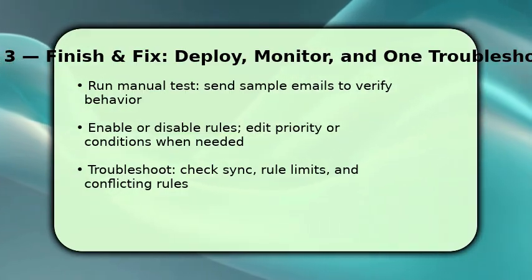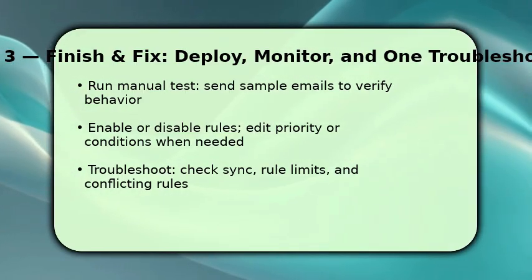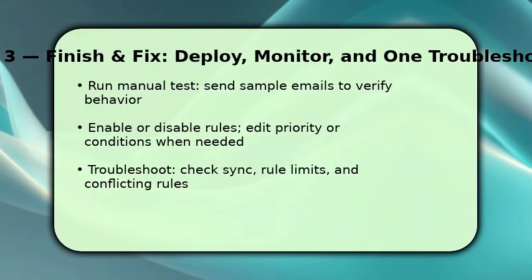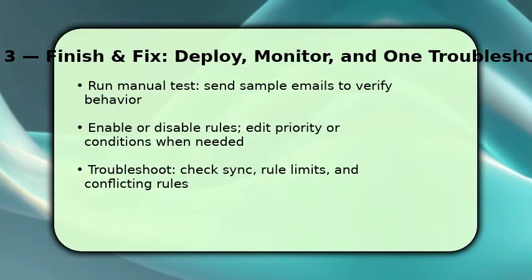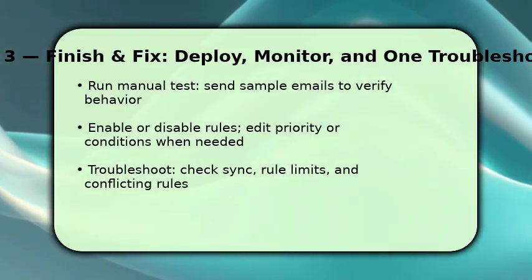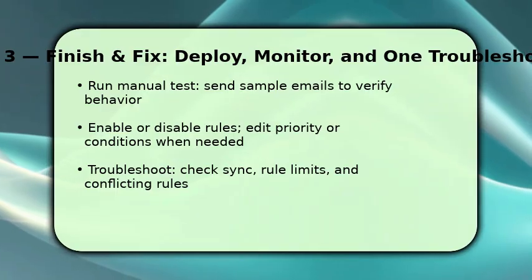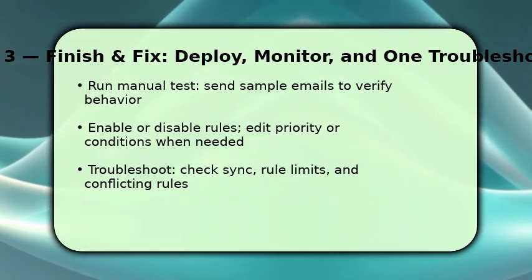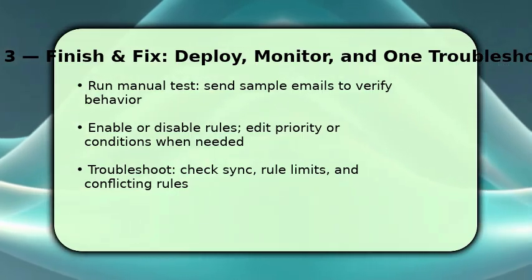If something fails, review rule order and look for conflicts. Disable other rules temporarily to isolate the issue. Also check sync status and rule count limits in your account, because large numbers of client-only rules can prevent execution. Finally, refine conditions and retest until behavior matches expectations.